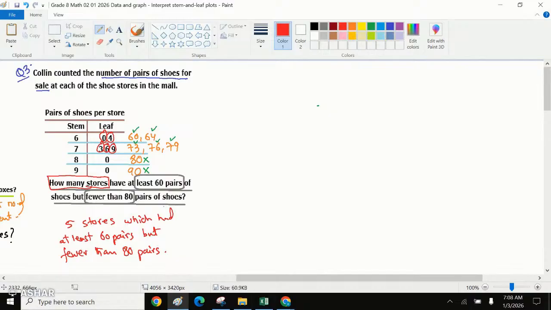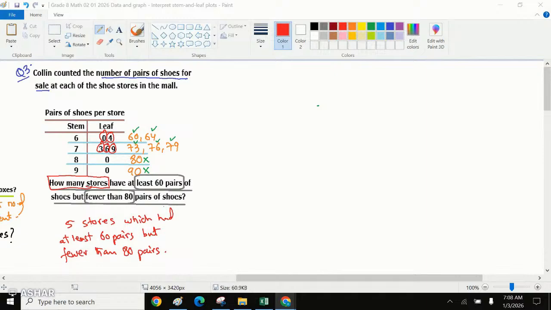Okay. But if 7 and 9 is not there, we don't worry about it. Whatever is in the leaf column of 7, the stem is 7, and the leaf, we take all the values over there, because the number with a 7 in the stem means it's a 70. It cannot be equal to 80. We cannot move to the stem of 8, right? Let's look at the next question.